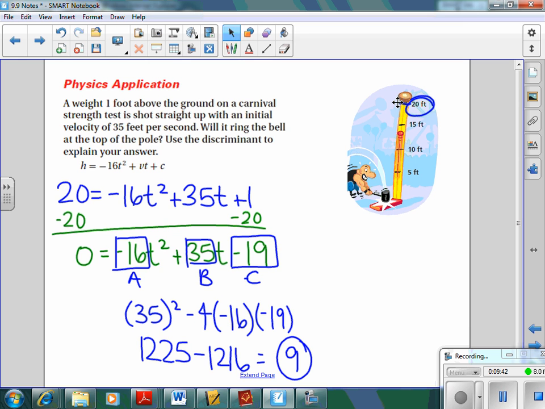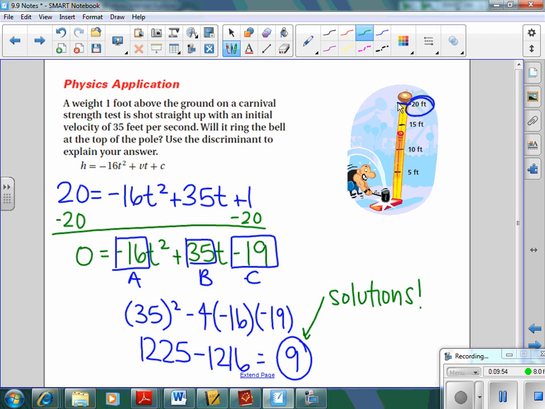Because it's a positive number, this does not mean that our answer is 9. It means that there are solutions. And because there are solutions, it will reach the top of the pole. There is a number to plug in for t here and here that will let it get up to this 20 feet. So the answer to the question, will it ring the bell? Yes, because there are solutions.